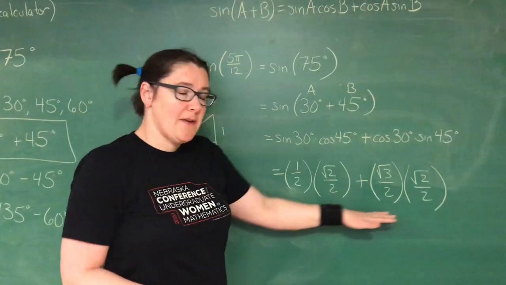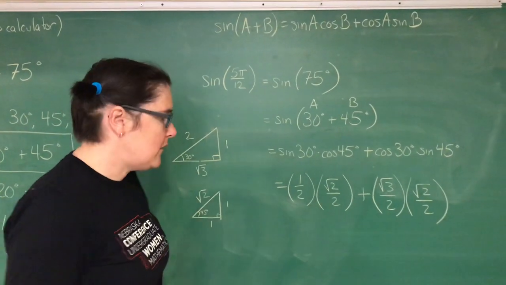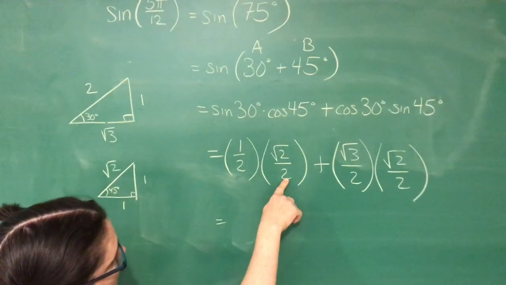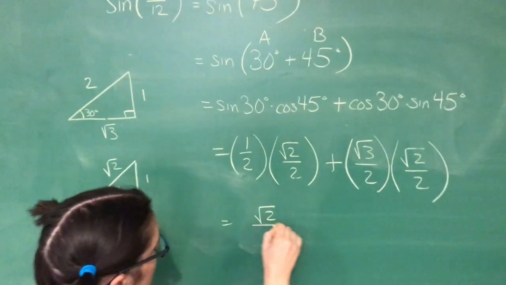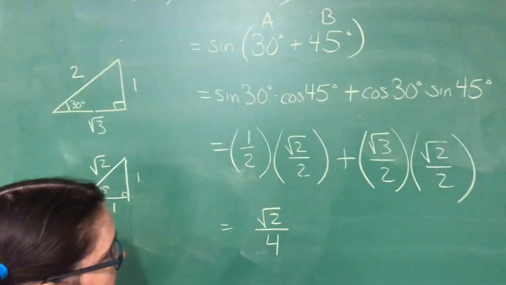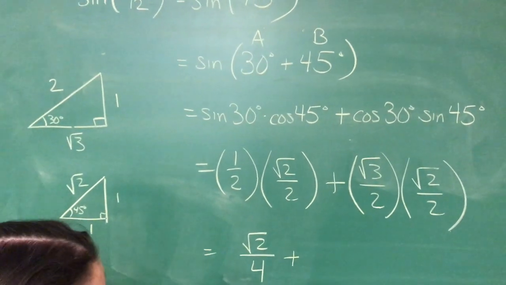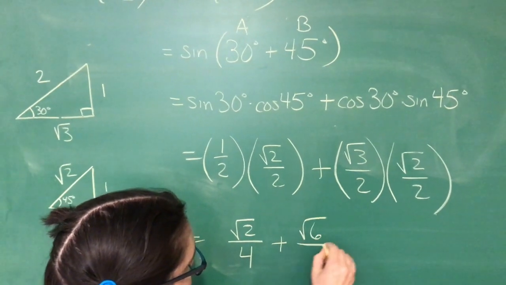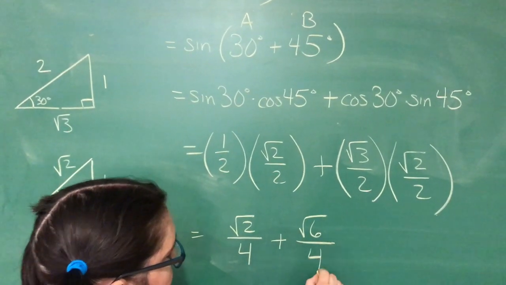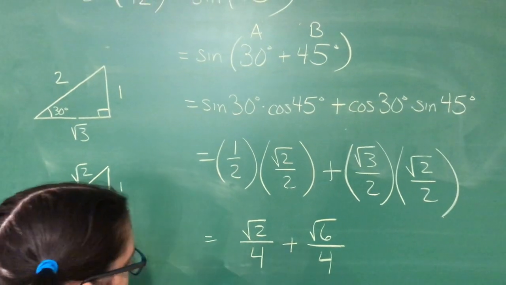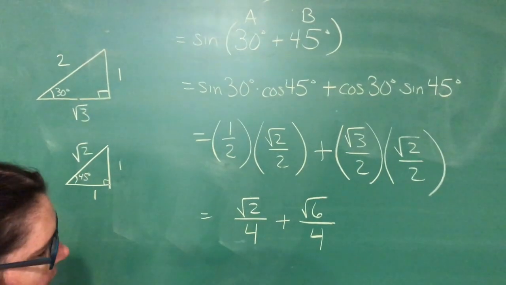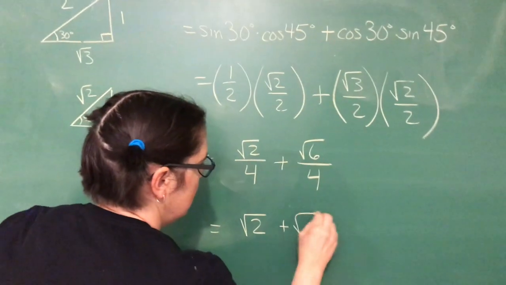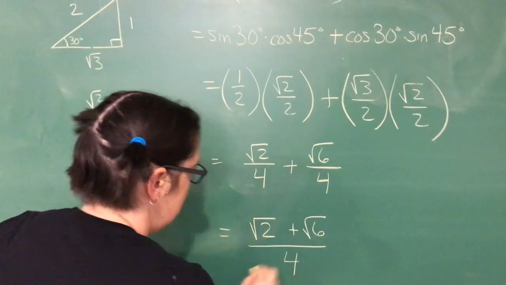Okay, so we found all the trig values that we need, and now we want to clean up these numbers. So 1/2 times root 2 over 2, I can multiply across the top and I get root 2, multiply across the bottom and I have a 4. Then I've got the plus sign. Multiply root 3 times root 2, I have root 6. On the bottom, 2 times 2 is 4. Final step, I want to combine these fractions. They already have a common denominator, so I end up with root 2 plus root 6 divided by 4.